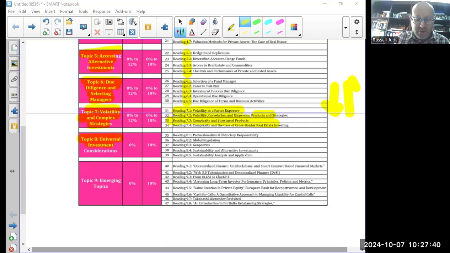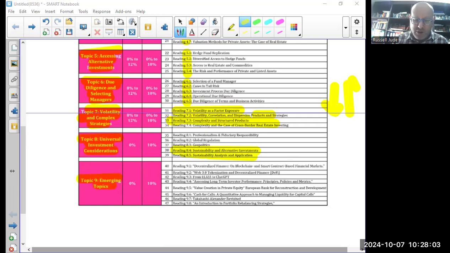Topic 8, universal investment considerations, is almost a carbon copy of what it was in the past. Just two readings over here, 8.4 and 8.5. They used to be called ESG readings, so there's a little bit of a change in the name of what you would see written. Now they call it sustainability. In the past, they were really what we would call ESG readings, but no real changes over there.